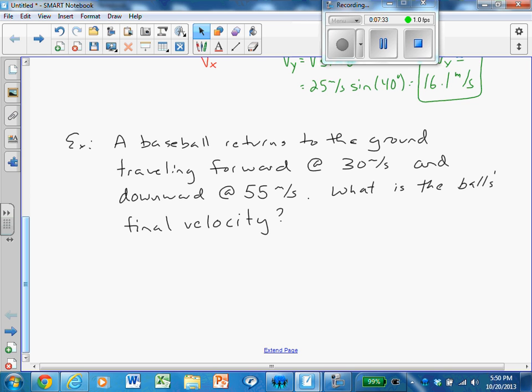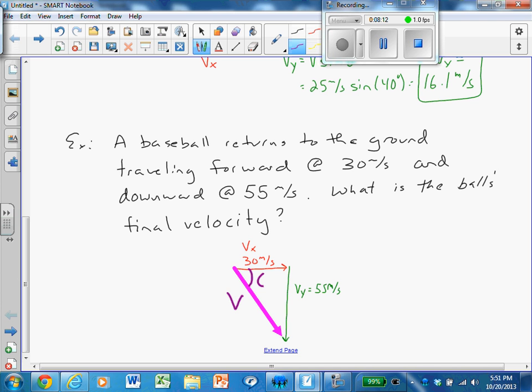Well, let's look at this. We have both an x component of 30 meters per second. That's the forward. And we have a y component of 55 meters per second. And we can see, putting those two together, we'll get this overall v like that at some sort of angle, theta.